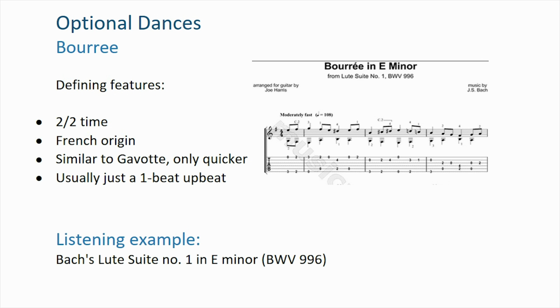Let's listen to a really quick example. This is the only one of the optional dances I'm going to show you an example for, just for the sake of expediency, and we'll elaborate on these in future videos. But I do want to show you a bourrée. This one's again by Bach from his lute suite number 1 in E minor.